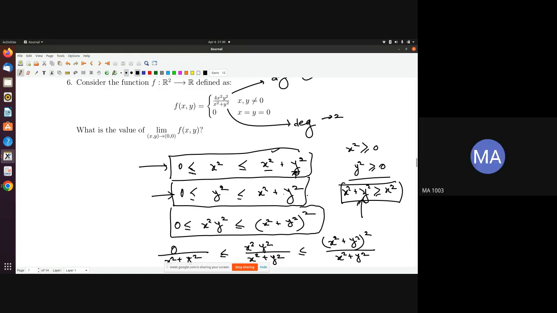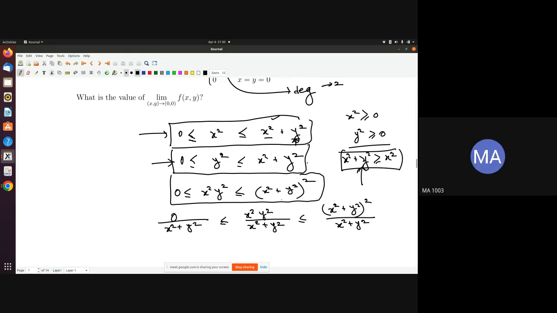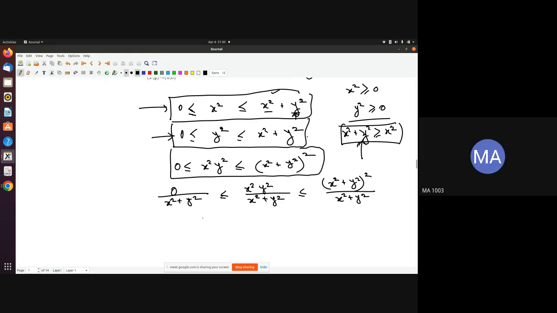Everything is greater than or equal to 0. So that's why the inequality will remain the same. After this step, I am dividing again by x square plus y square, which is a non-negative number, so the inequality will not be affected. So this is what I get.